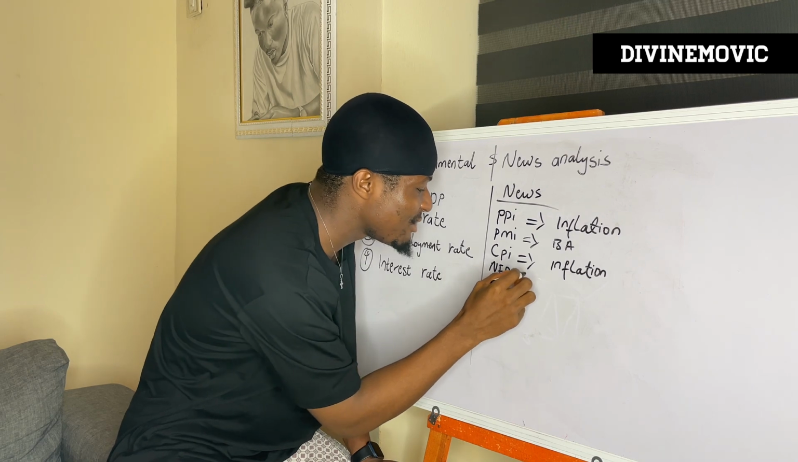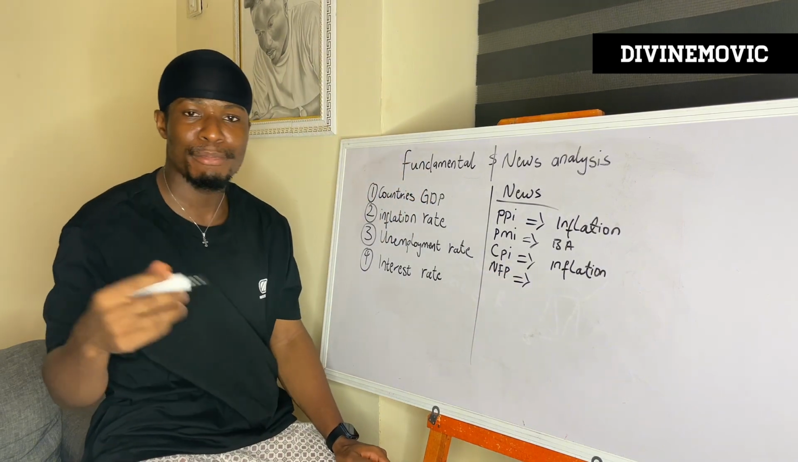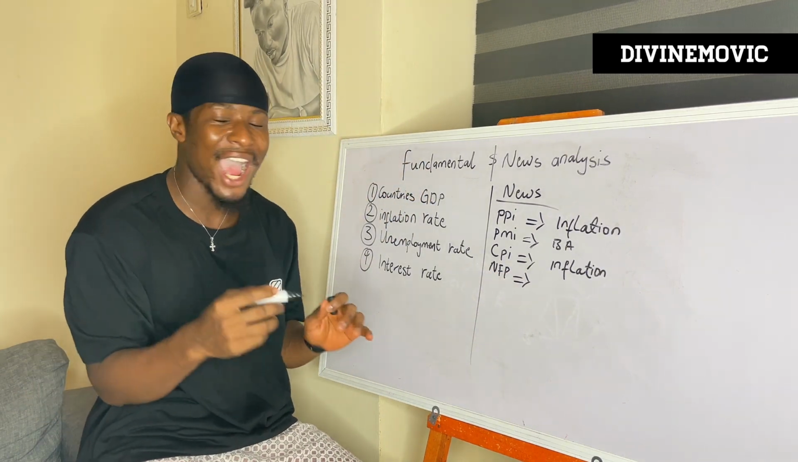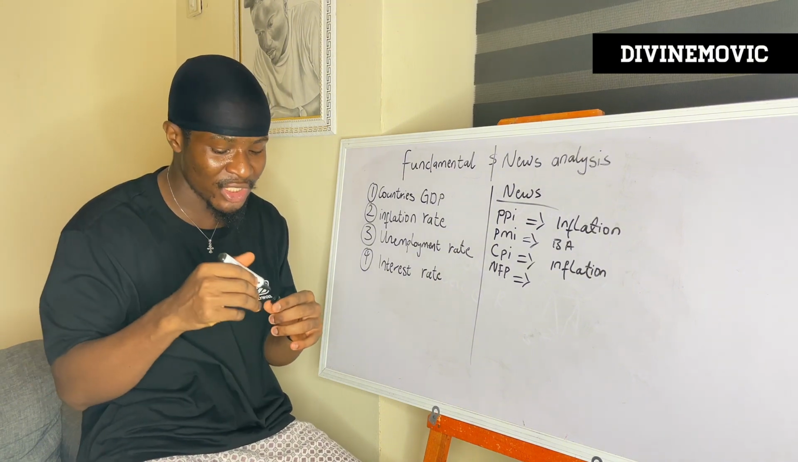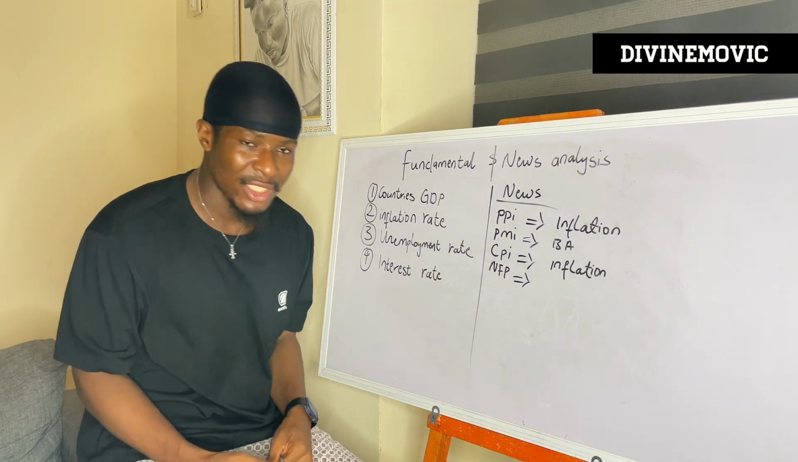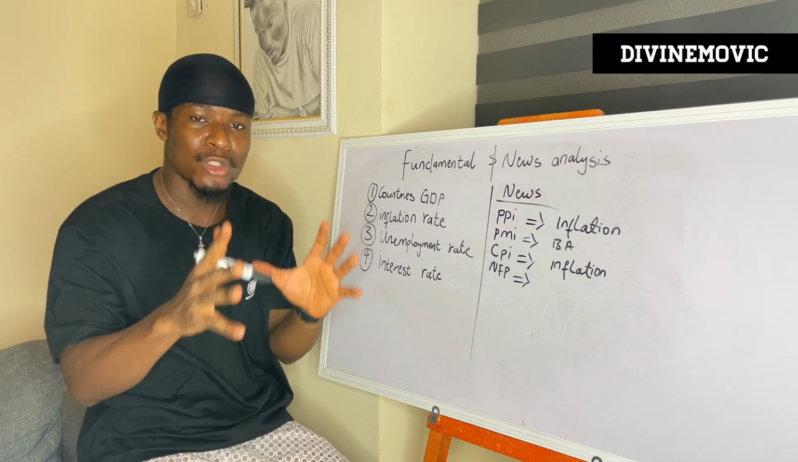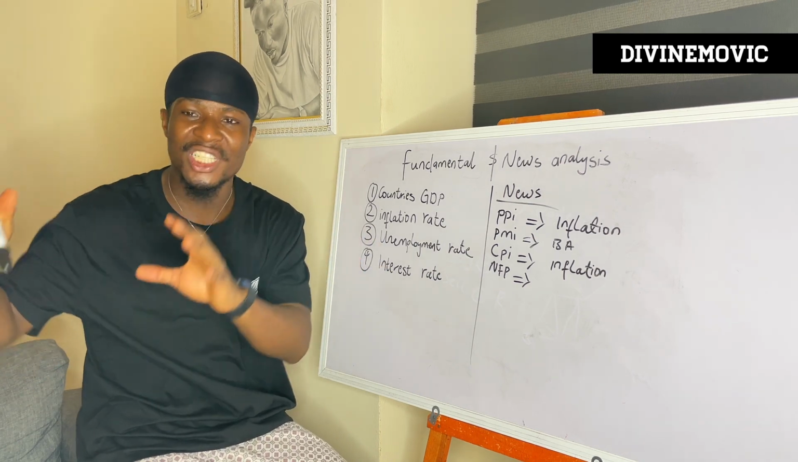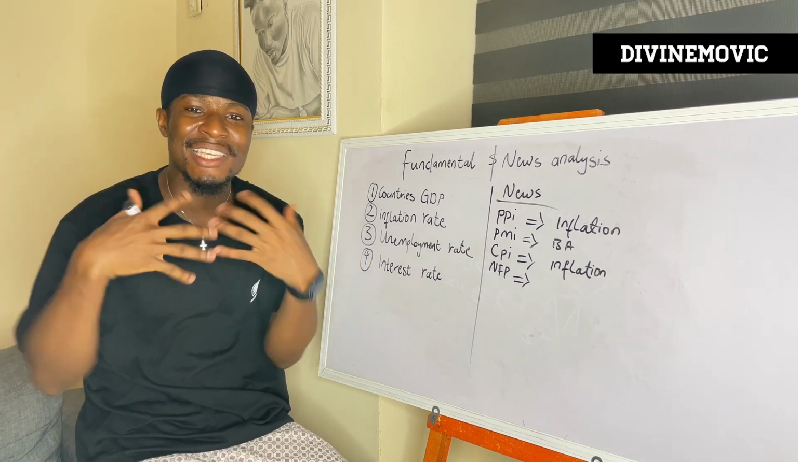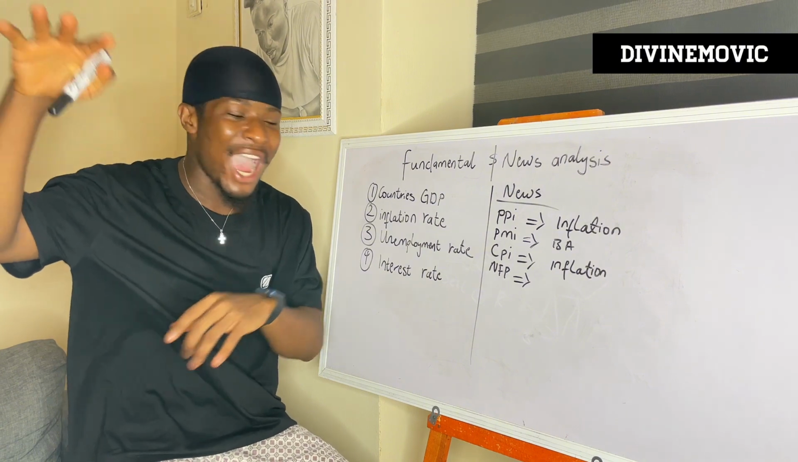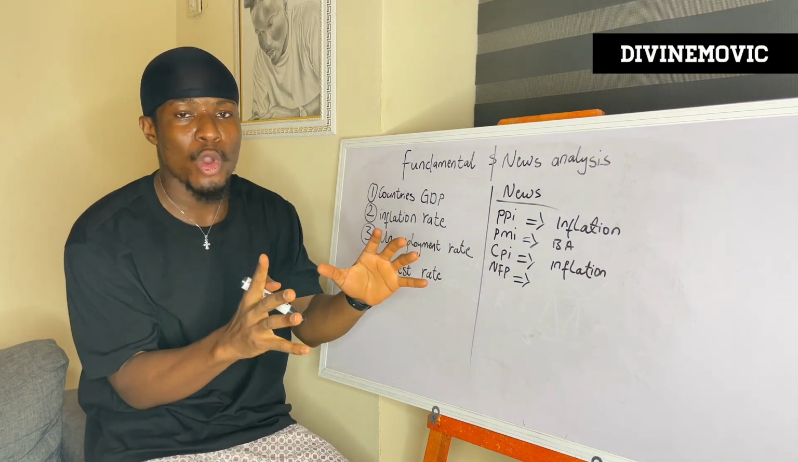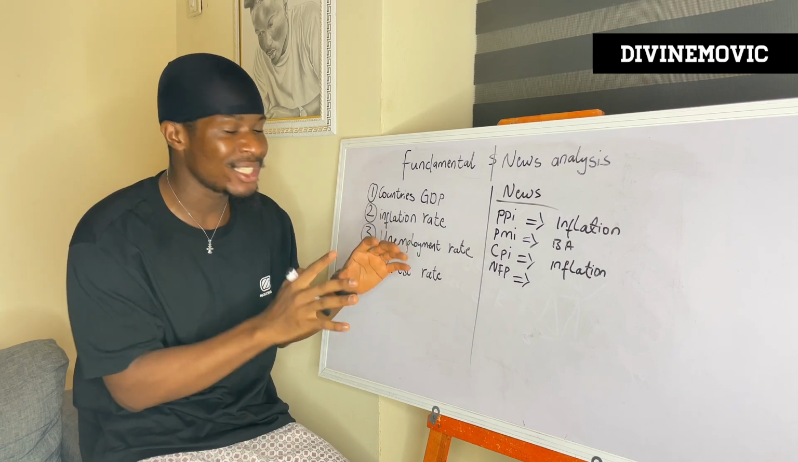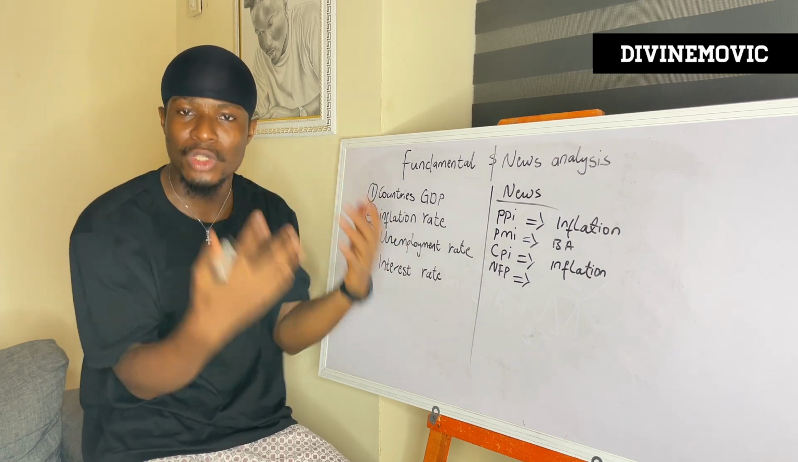Now we have the NFP, which simply means non-farm payroll. These measure the employment rate in the country as well as the unemployment rate. This news basically tells us that 100 persons who are supposed to be working in the country are not working, which means the unemployment rate is very high. Or the report can tell us that 100 persons who are meant to be working are actually working, which means the employment rate is good.